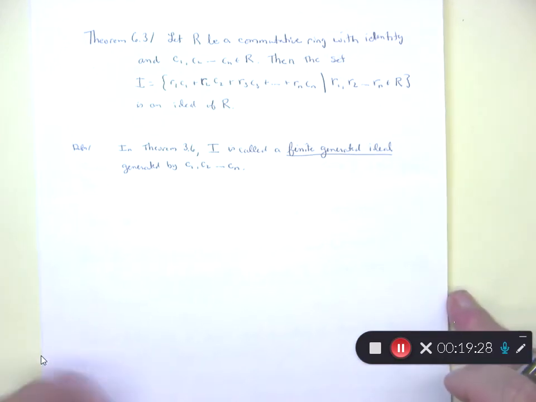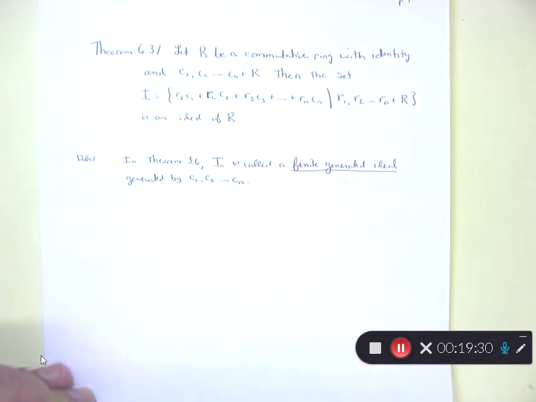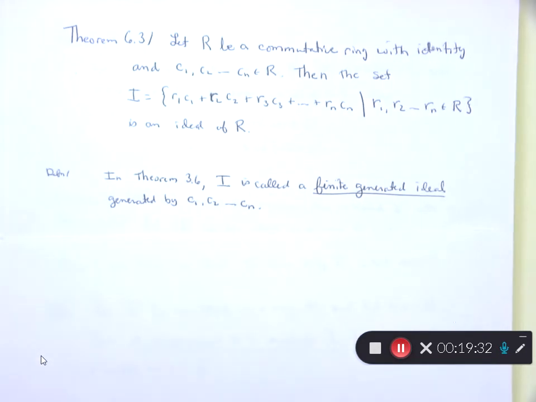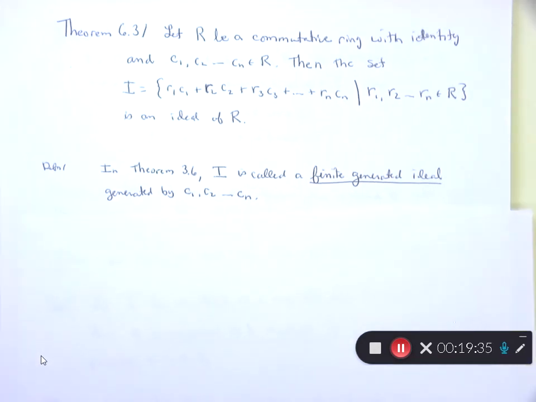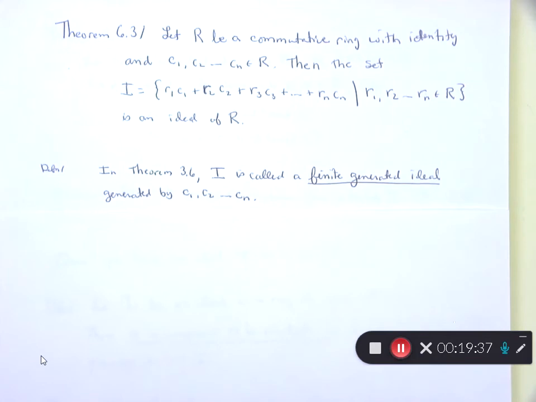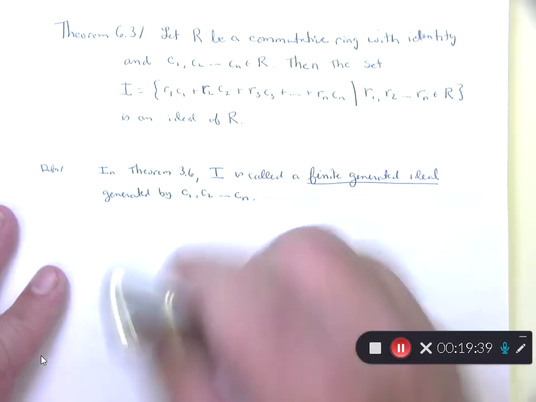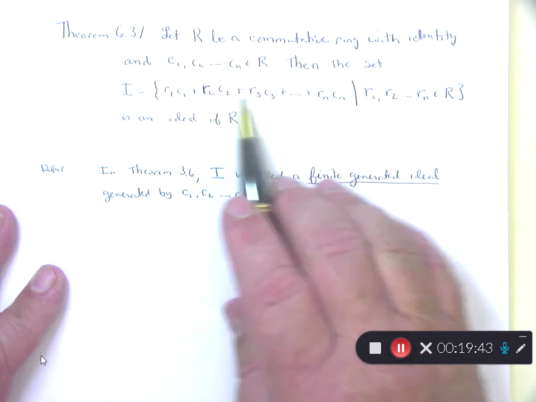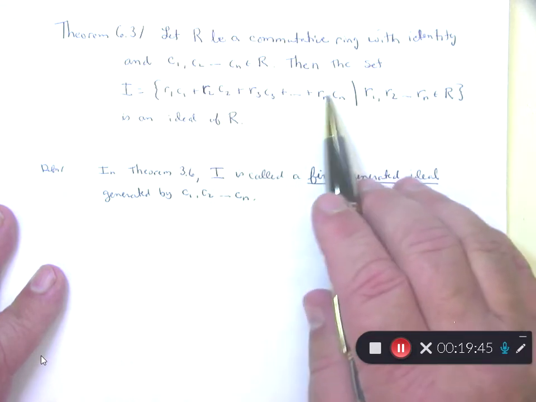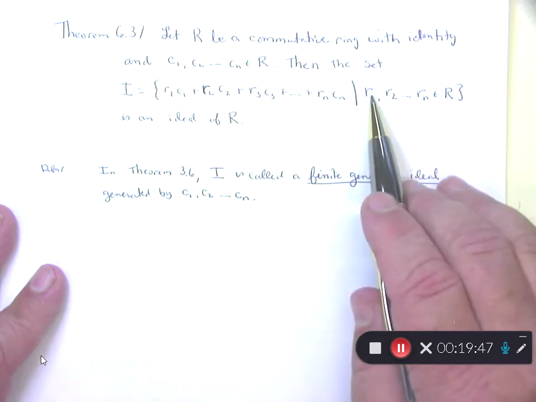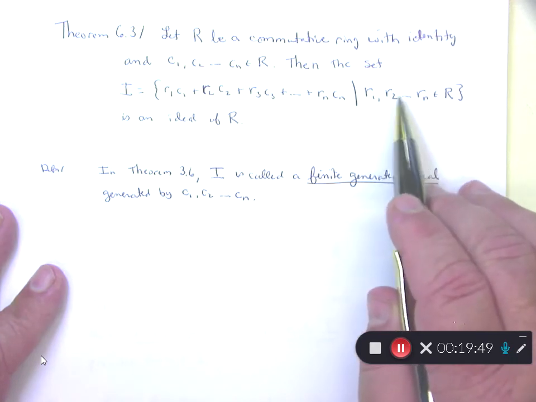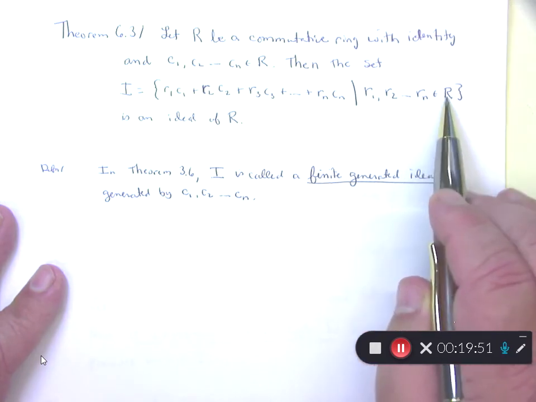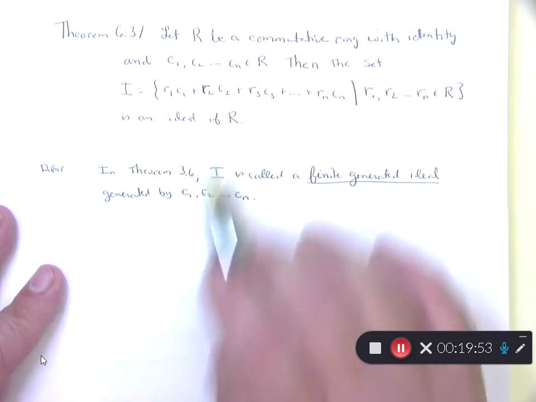Let R be a commutative ring with identity, and c1, c2, out to cn be elements of R. Then the set I, which is equal to r1 times c1 plus r2 times c2 plus r3 times c3 plus ... plus rn times cn, such that r1, r2, r3, ..., rn are elements of R, is an ideal of R.